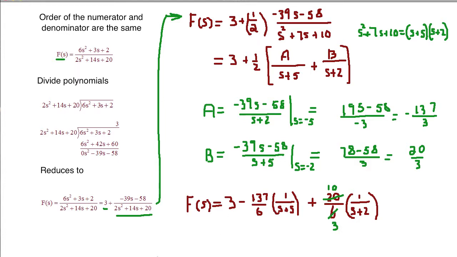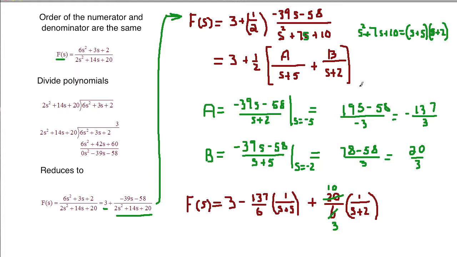First thing I notice is that the denominator is divisible by 2. Every coefficient in the denominator is divisible by 2, so I factor out a half to simplify this expression. The s squared term stays s squared, plus 7s, that's not 75, it's 7s, plus 10. Now the denominator, s squared plus 7s plus 10, factors into s plus 5 times s plus 2.